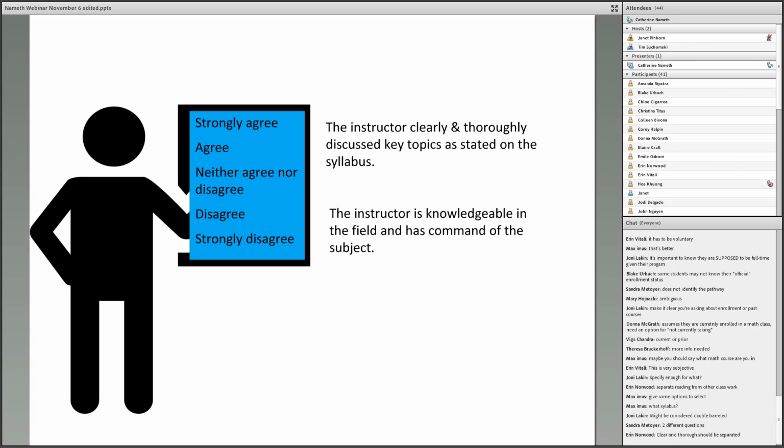Well, really what we're asking here is the instructor is knowledgeable in the field and has command of the subject. For me, anyway, that's really what this prompt is asking. So we can get rid of the assumption of bringing the syllabus into it, and we really want to know about the student perceptions of, is the instructor knowledgeable in the field and has command of the subject.